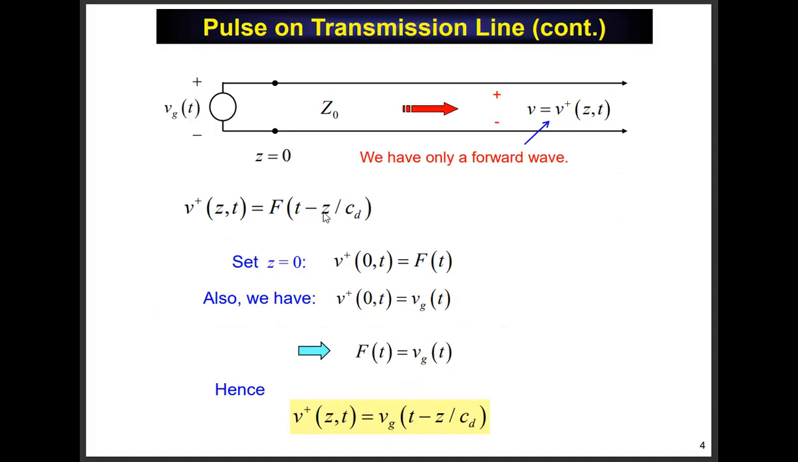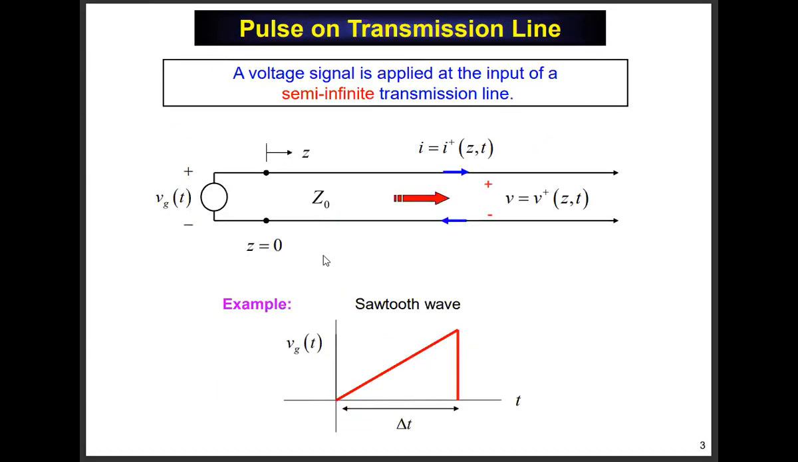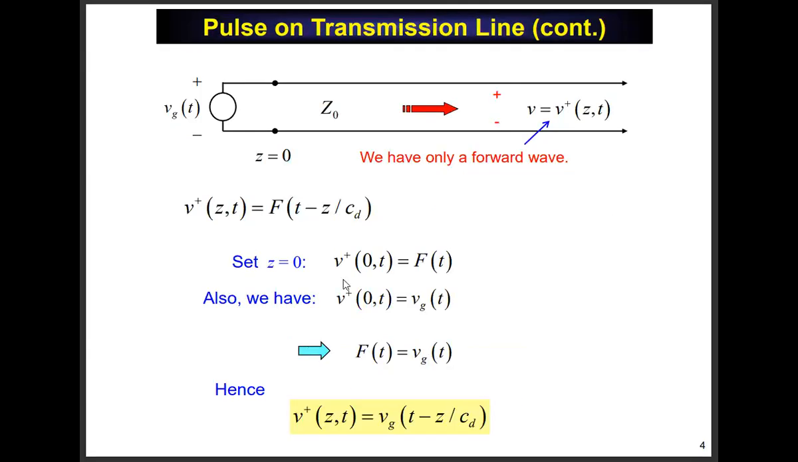Anyway, let's see if we can relate everything to the generator, because this is a generator sending out a known signal, like a sawtooth. Now, if I just set z equals 0 in the formula, then the voltage of this plus wave, that's all we have on the system, a plus wave, there's nothing coming back, right?